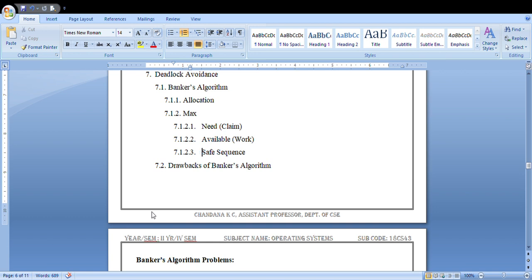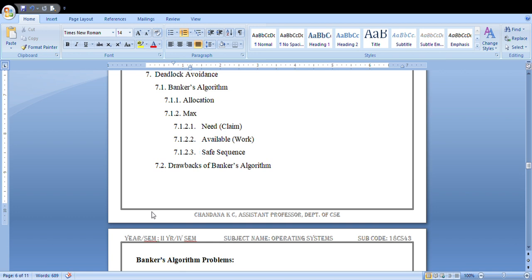And next one is the algorithm requires that users state their maximum needs in advance. And next weakness of Banker's algorithm is the number of users must remain fixed. You can't add or delete the number of users, or here you can consider it as the number of processes. And next one is the algorithm requires that the banker grant all requests within a finite time. Next is the algorithm requires that processes return all resources within a finite time.